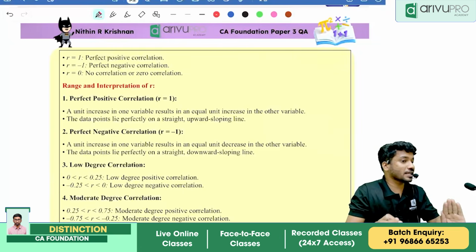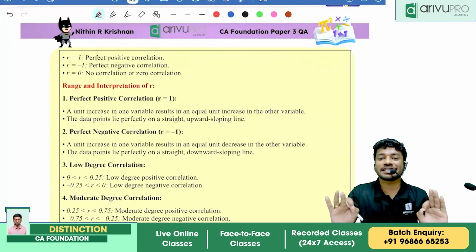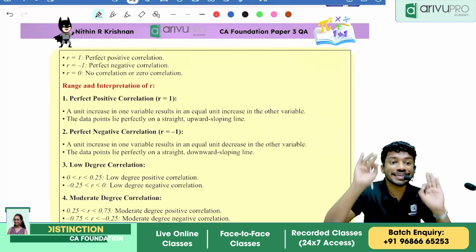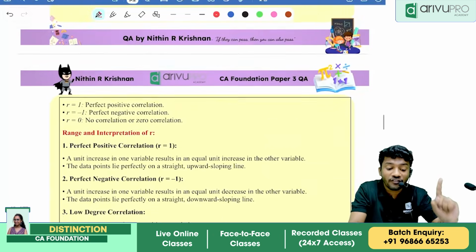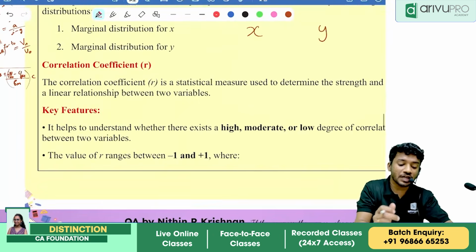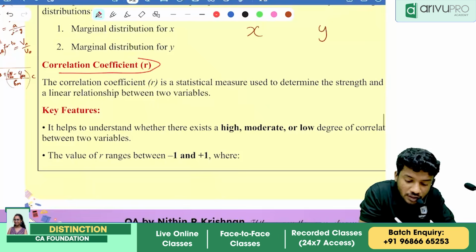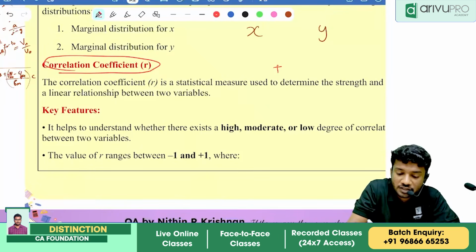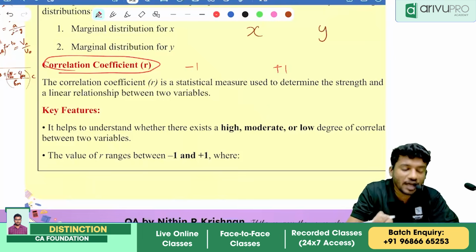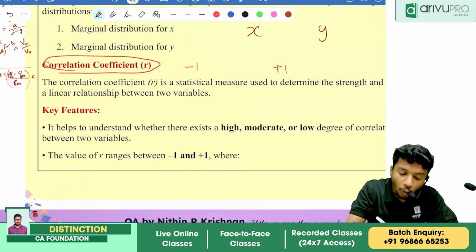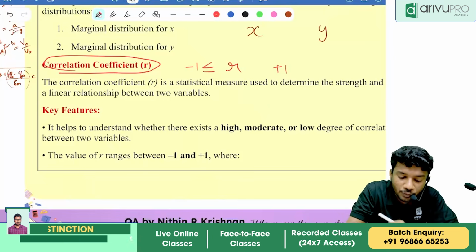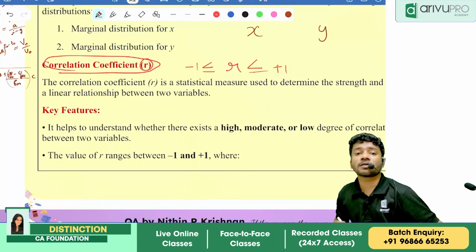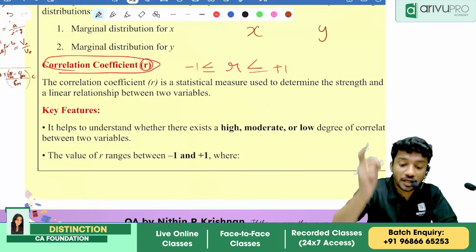What is correlation? How x and y are related. We will not find the value of x and we will not find the value of y in correlation. We will only find the value of one thing over here. That is called correlation coefficient. The maximum value of correlation coefficient is +1 and the minimum value is -1. Always remember, R value is used to represent correlation coefficient. It will always be between -1 and +1.